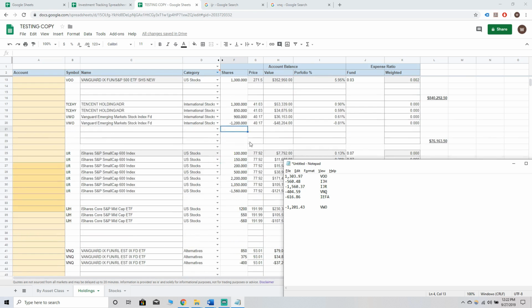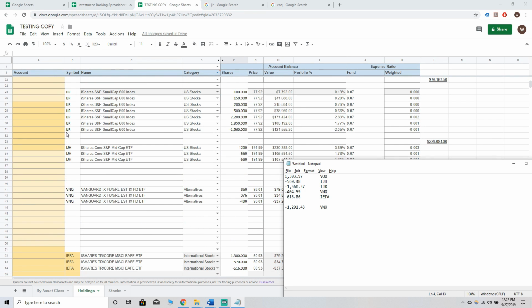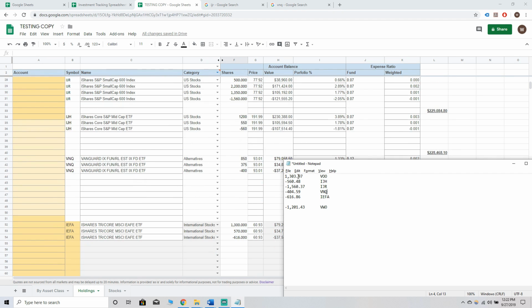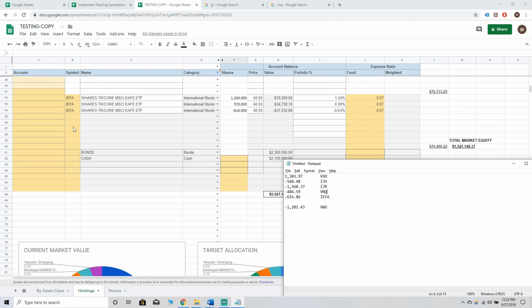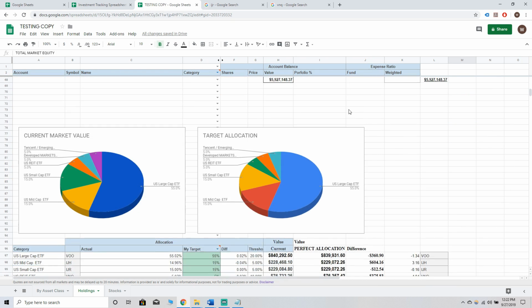So VOO I bought 1300. For VWO I've sold 1200 shares. For IJR sold 1560 shares. IJH I've sold 560 shares. VNQ I've sold 400 shares. And IEFA I've sold 600 shares.